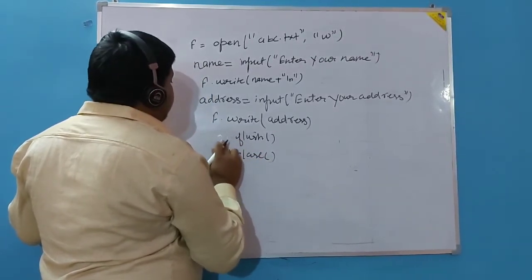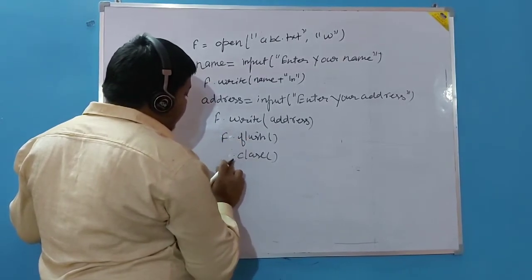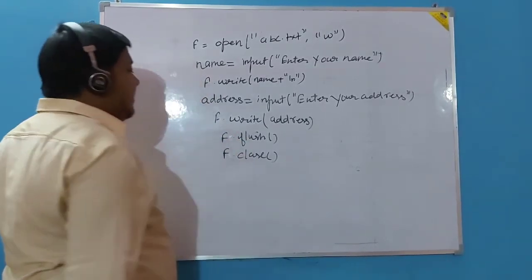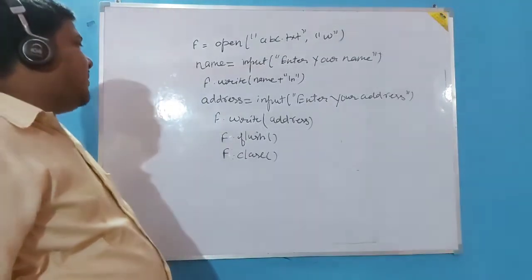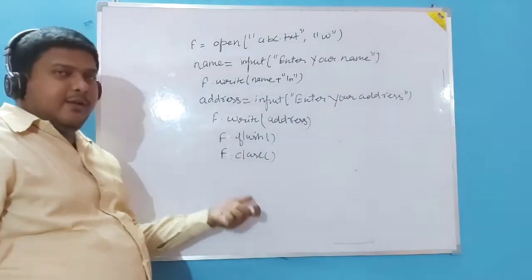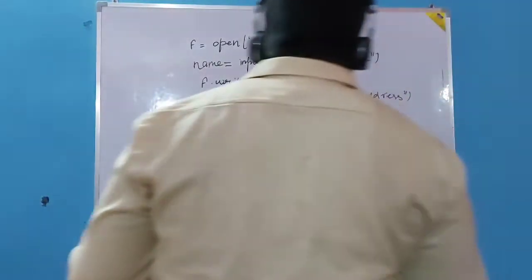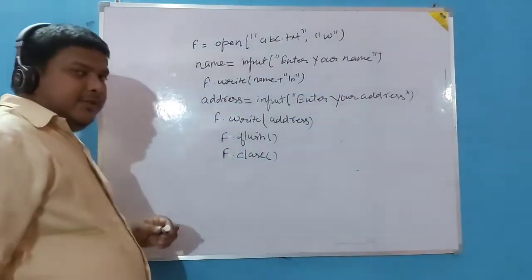Sometimes I use capital letters, sometimes small letters, so you be careful because Python is case sensitive. It may cause errors. So name is equal to input, your name, if you want to take input and write your data. Now these are the ways to write the data.